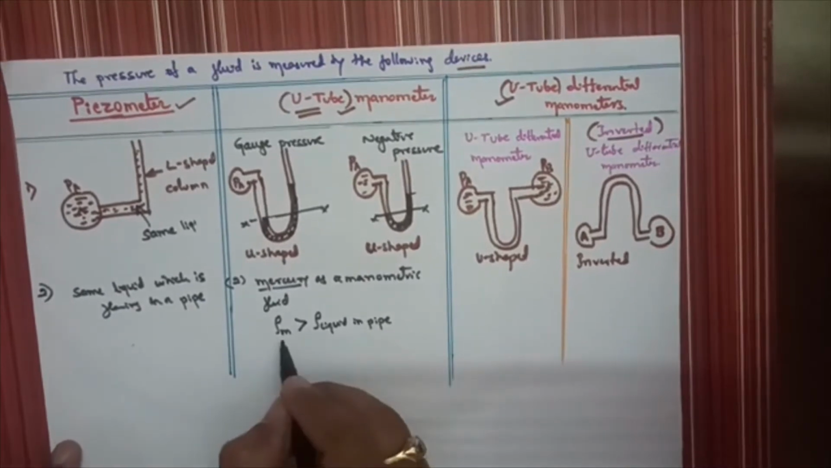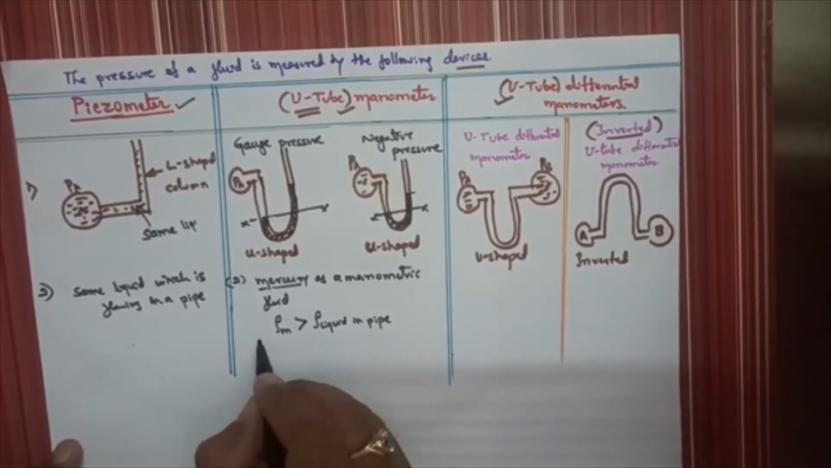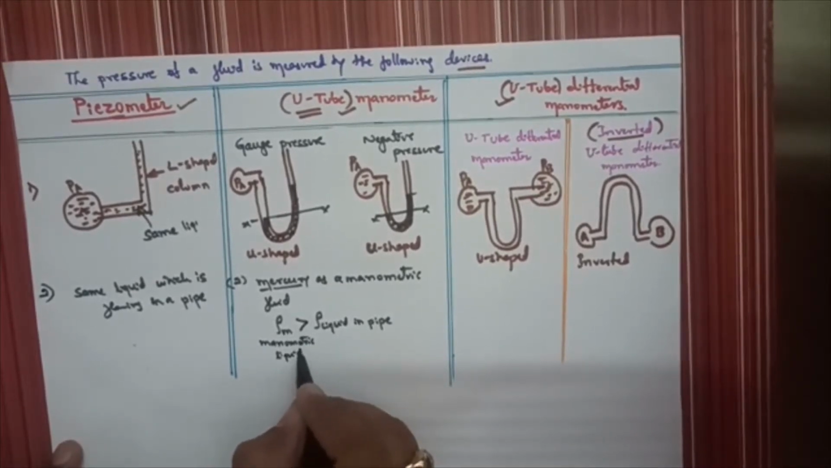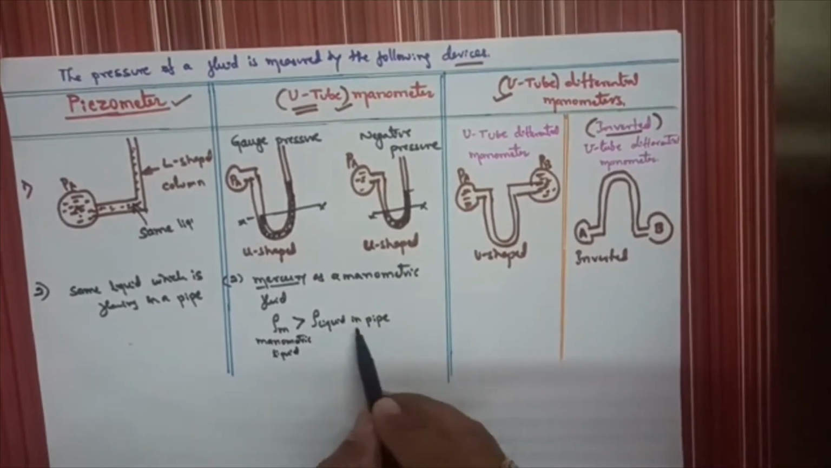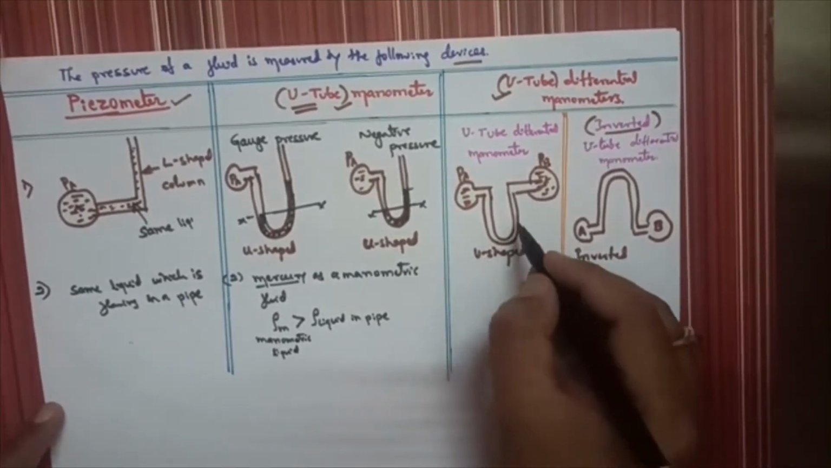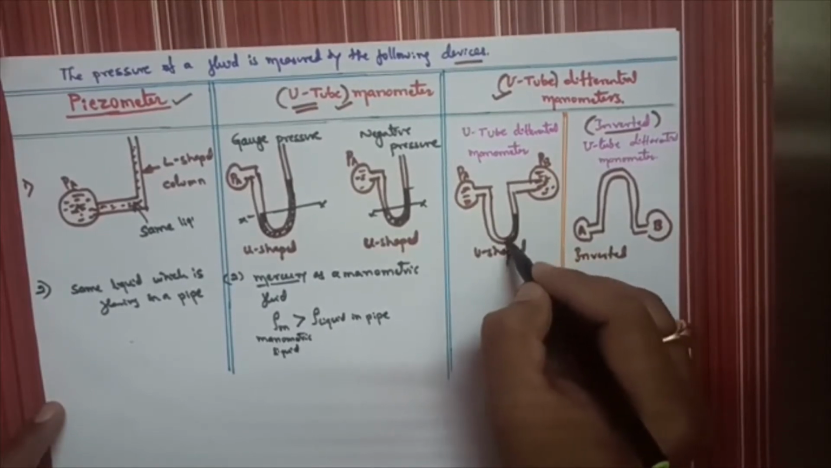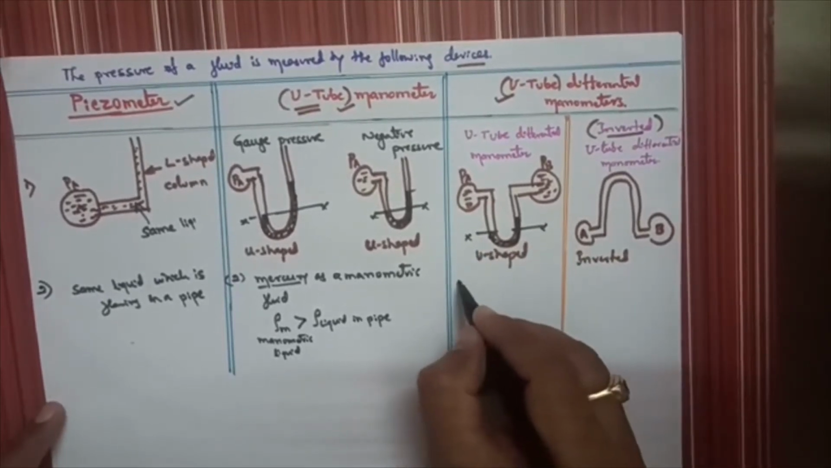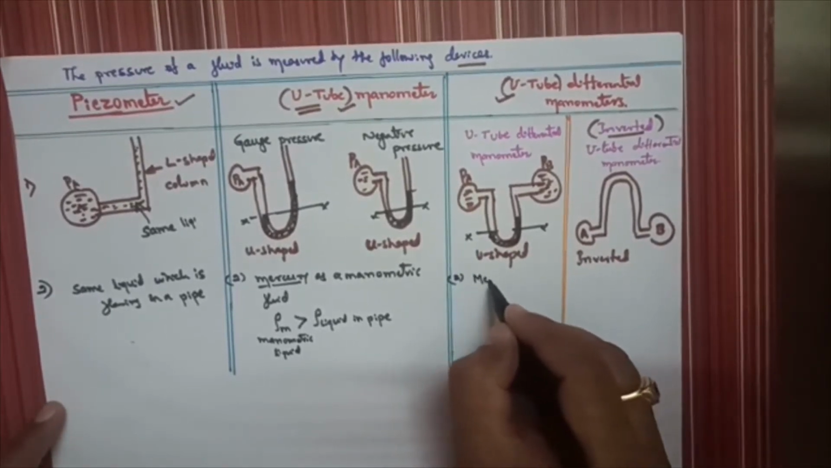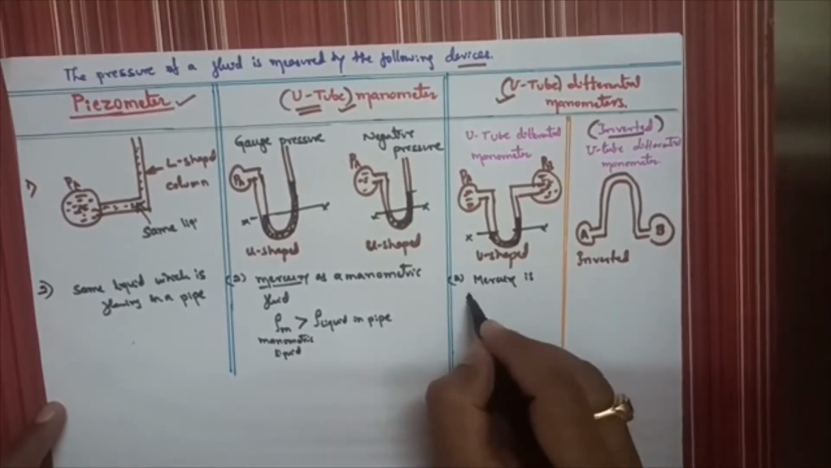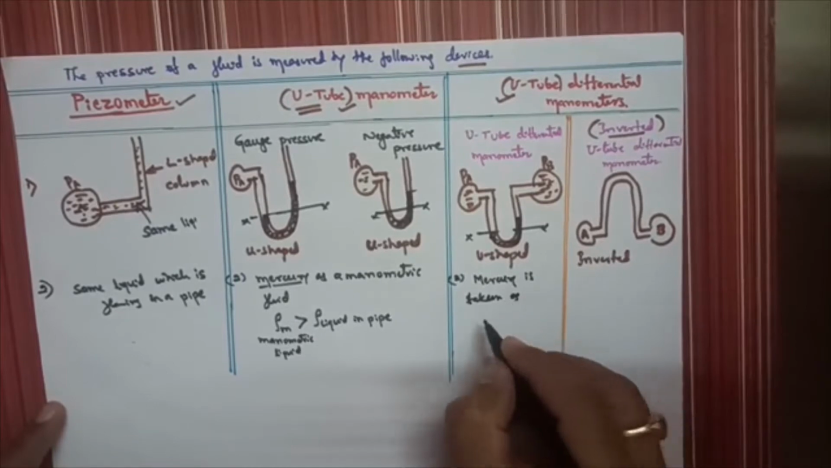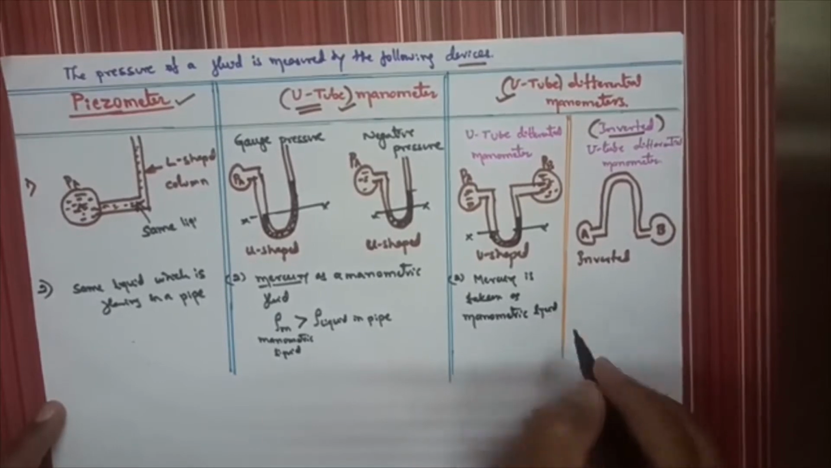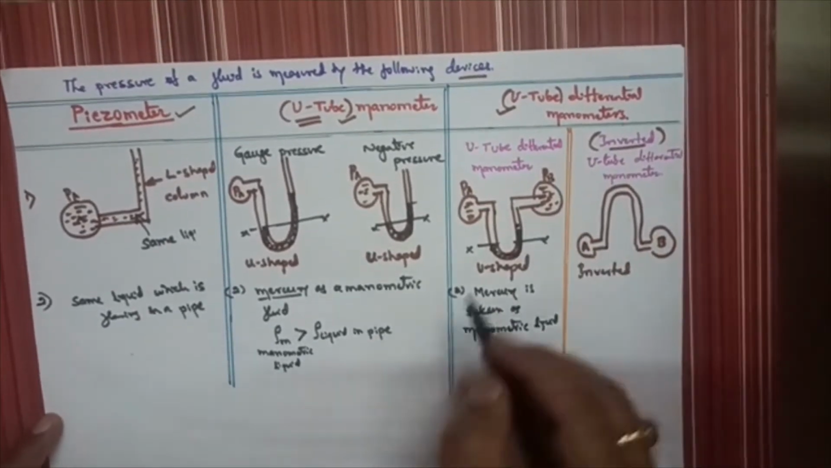Usually the density of the manometric fluid (M stands for manometric fluid or manometric liquid) should be more than the density of the liquid in the pipe. Here it is also the same: mercury is taken as the manometric fluid. Second point, mercury is taken as manometric fluid or manometric liquid. By default, in the U-tube manometer also it is the same.